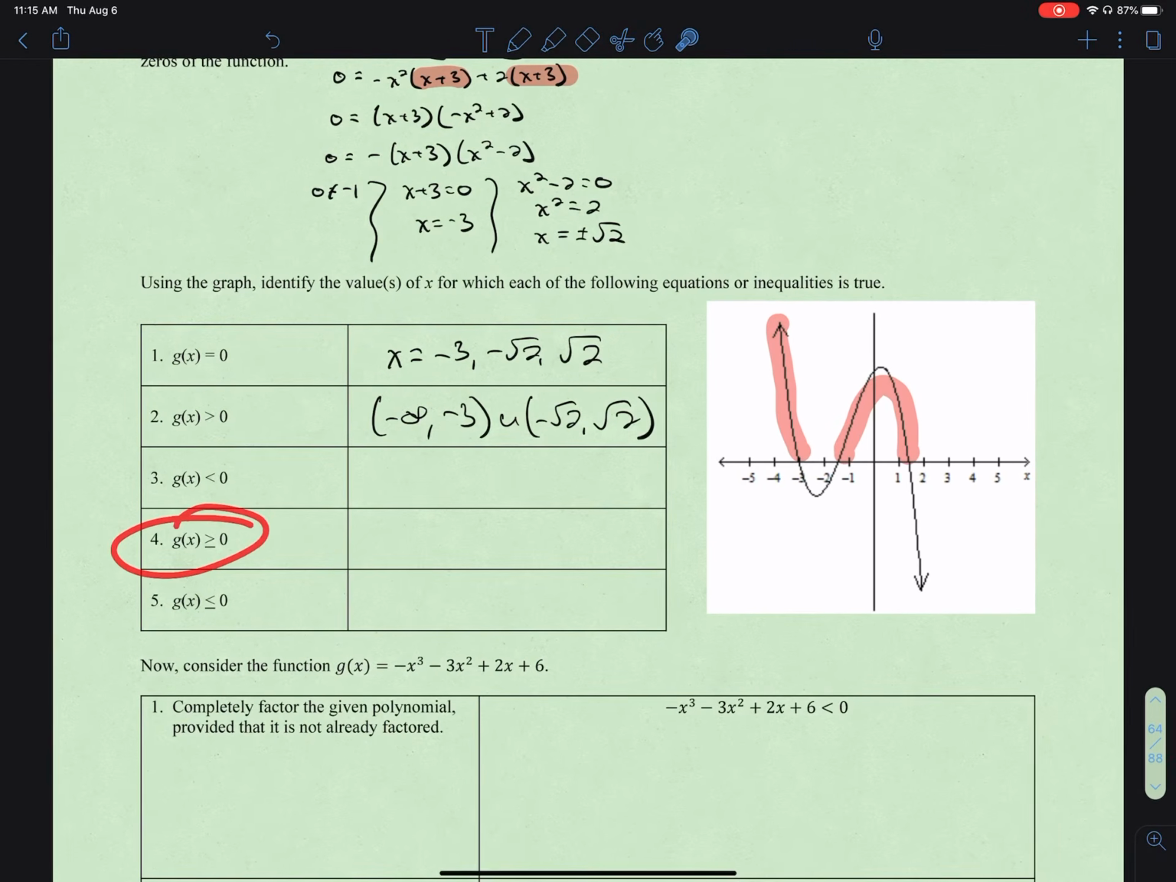I'm going to do this question next. When is the graph on the x-axis or above it? Well, I just take the endpoints that were numbers and I make those inclusive.